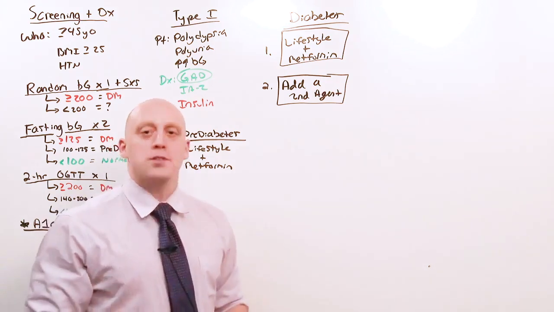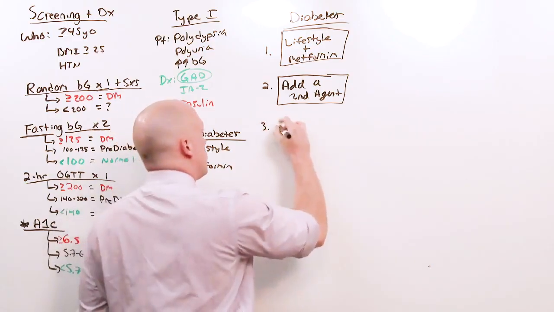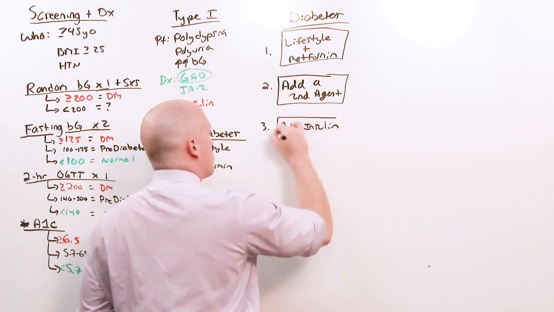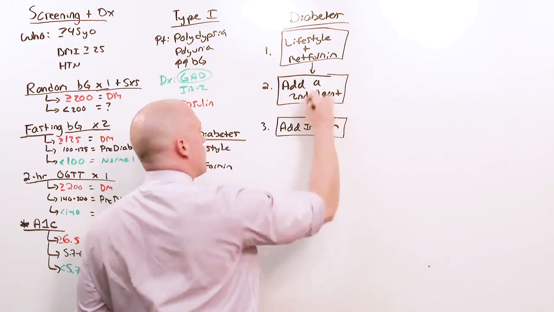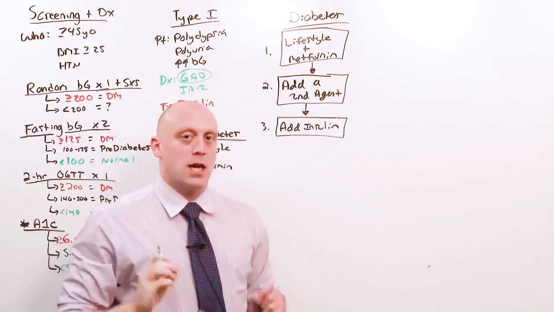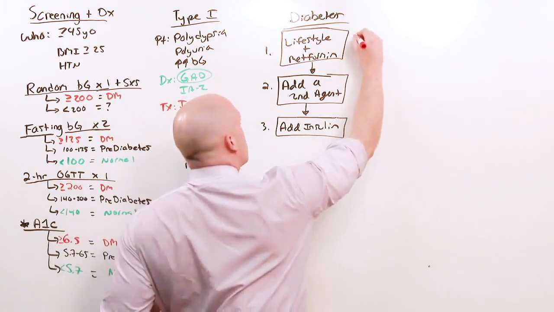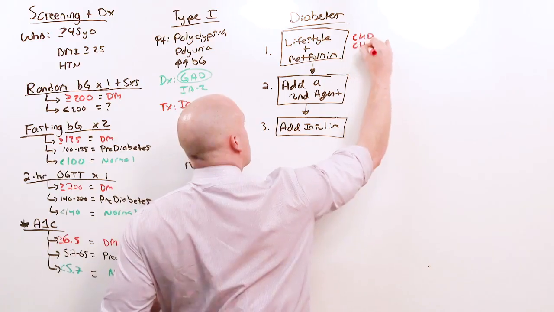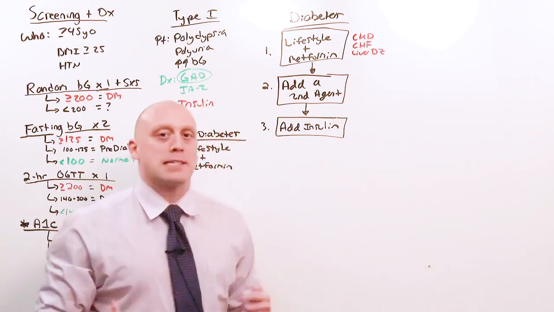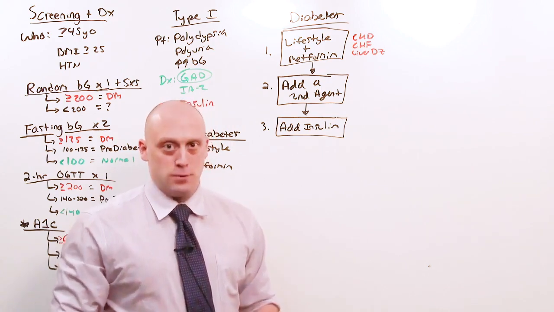Have them come back in 3 months, reassess the A1C. If they're not at goal, add insulin. And this is important to recognize. Metformin is always first, unless you can't use it. Metformin is contraindicated in CKD, CHF, and liver disease. The reason being, it can induce a lactic acidosis. If you can use metformin, use it.